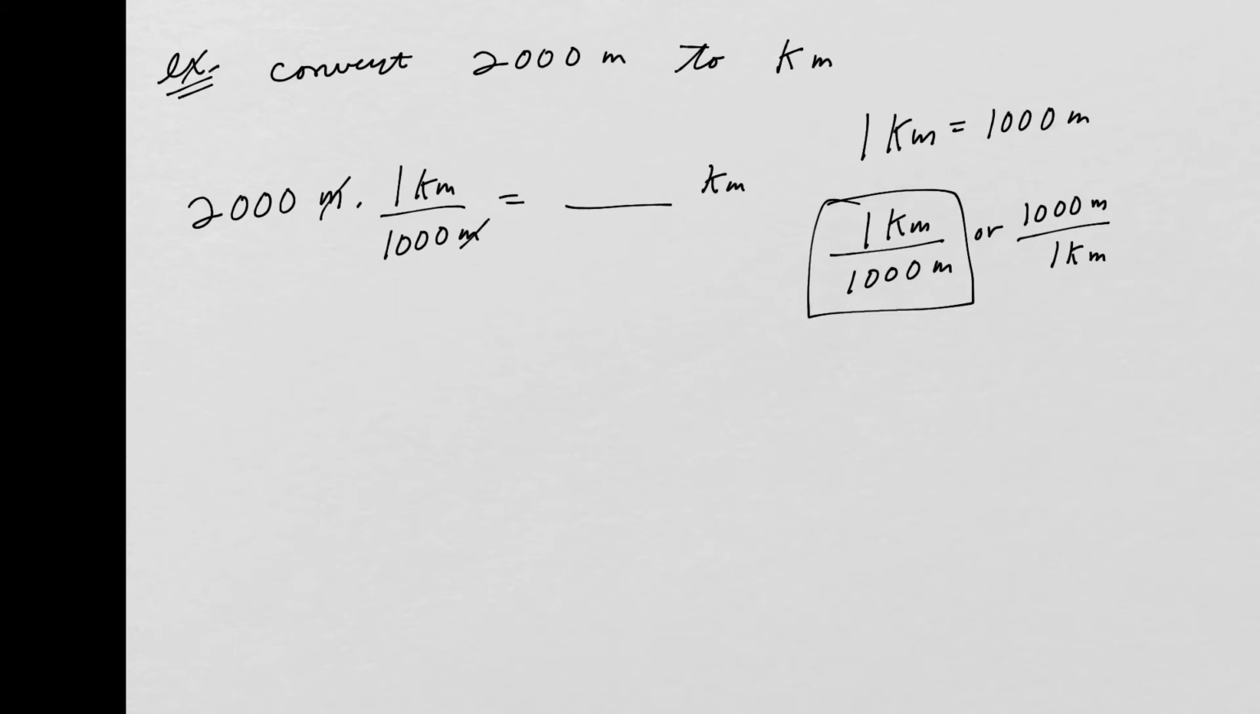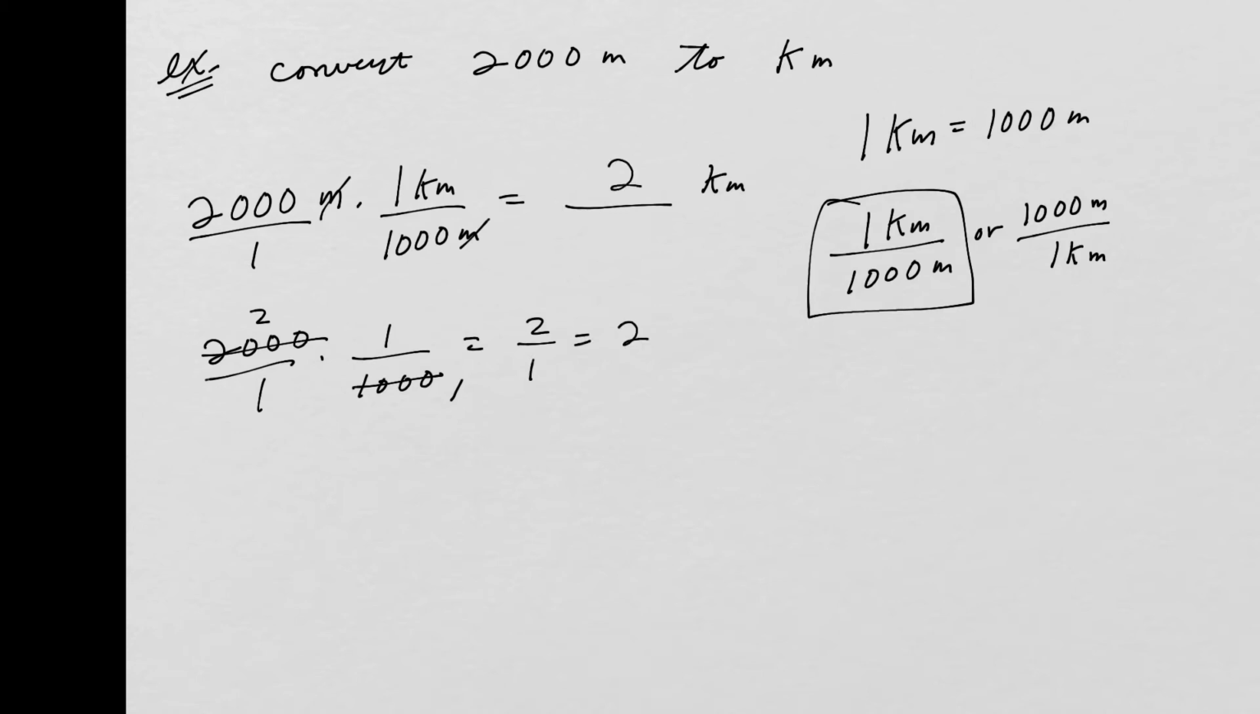Now I can do this multiplication, right? Really, this is just 2,000 over 1 times 1 over 1,000. You could simplify first, right? 1,000 goes into 1,000 once. It goes into 2,000 2 times. So 2 times 1 is 2, over 1 times 1 is 1. This is just going to be 2. So 2,000 meters is 2 kilometers, right? And we've solved it by using unit conversion factors.